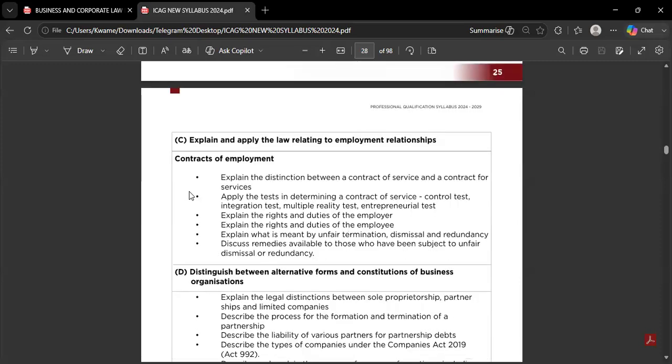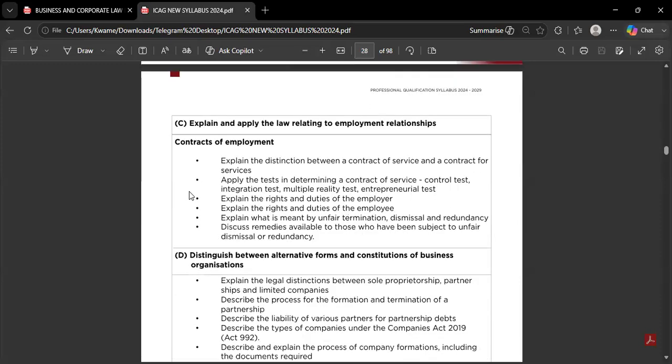Then we have contracts of employment, where we distinguish between contract of employment and contract for employment. With one, the person becomes a permanent employee, and with the other, the person is doing his or her own work and is being contracted for his or her special services. That's contract for employment. And we have contract of employment.